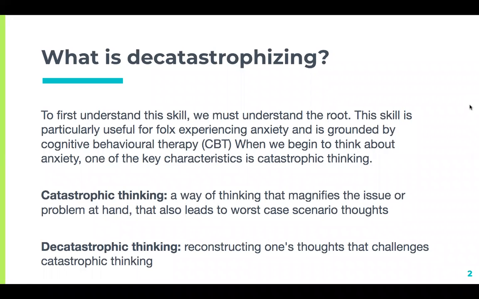So what is decatastrophizing? To first understand the skill, we have to understand the root. This skill is particularly useful for folks experiencing anxiety and is grounded by cognitive behavioral therapy, which is also known as CBT. When we begin to think about anxiety, one of the key characteristics is catastrophic thinking. So catastrophic thinking is a way of thinking that magnifies the issue or problem at hand. That also leads to worst case scenario thinking or thoughts. When it comes to decatastrophic thinking, it is about reconstructing one's thoughts that challenges the catastrophic thinking.